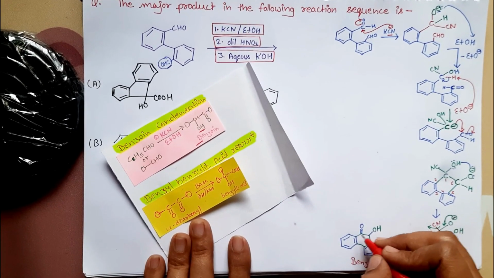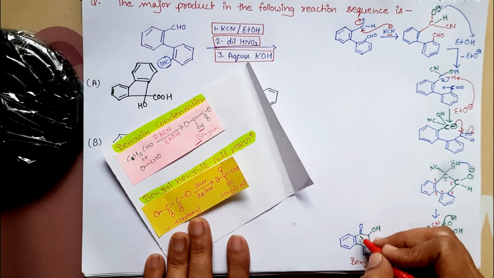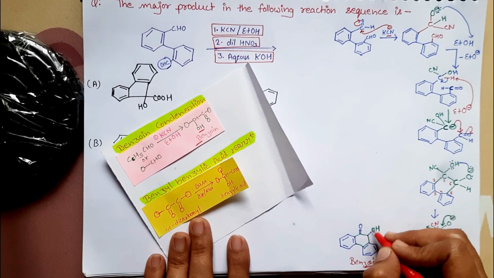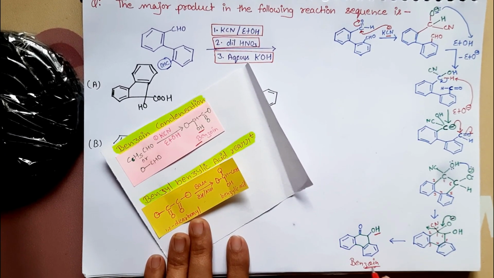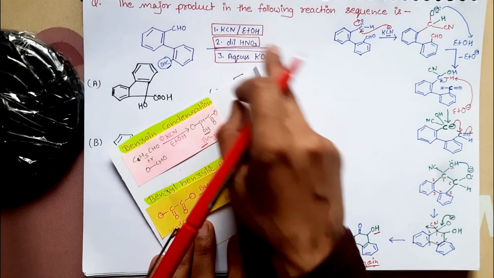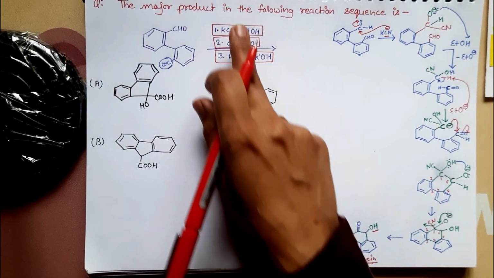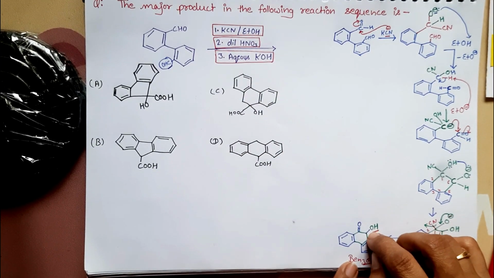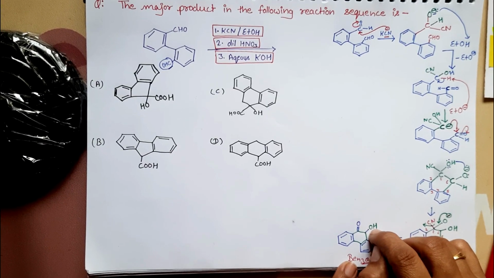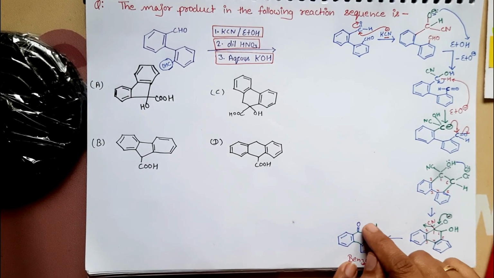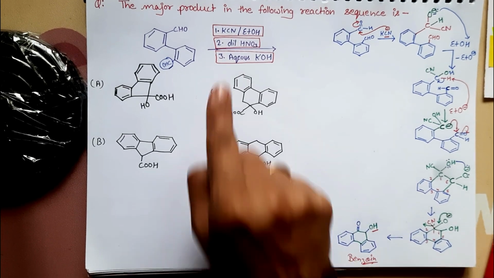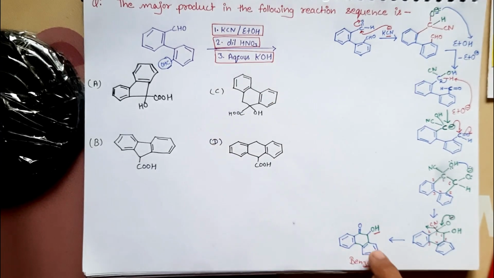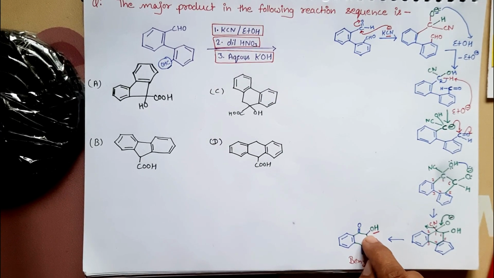So here we get the same: one carbonyl group, and on the adjacent carbon one hydroxyl group is present. This is our benzoin, our product after the first step. Now in the second step they give dilute HNO3. Dilute HNO3 oxidizes this carbon, and here a carbonyl group is formed.